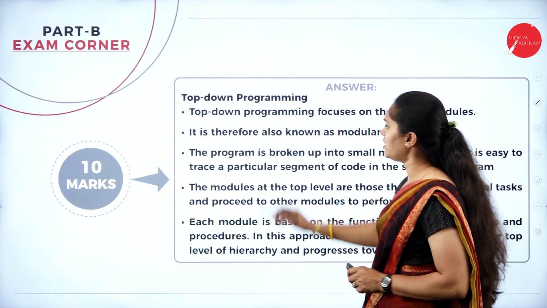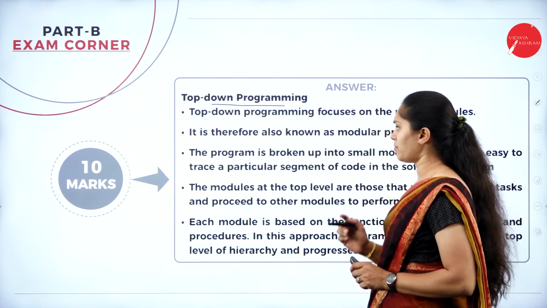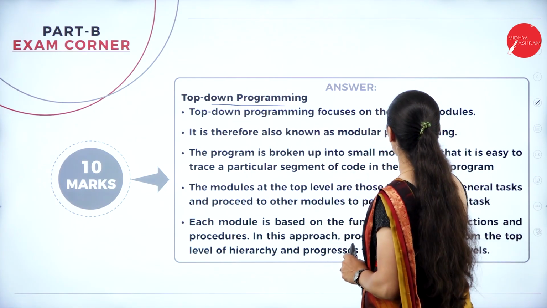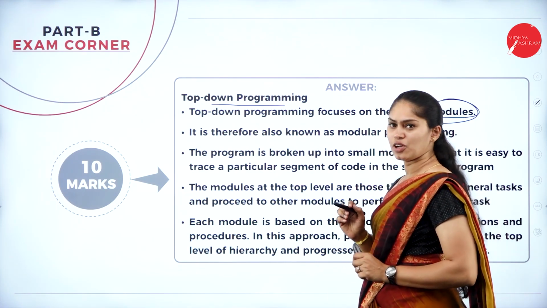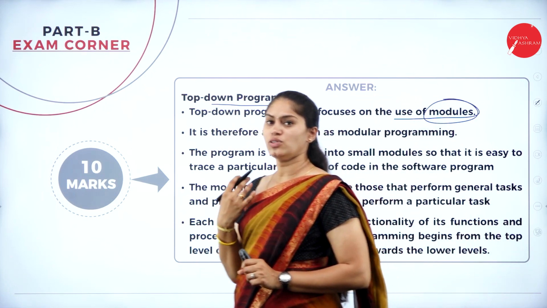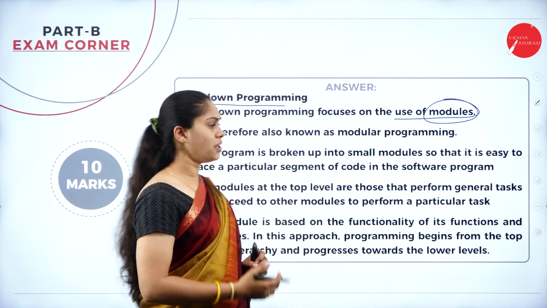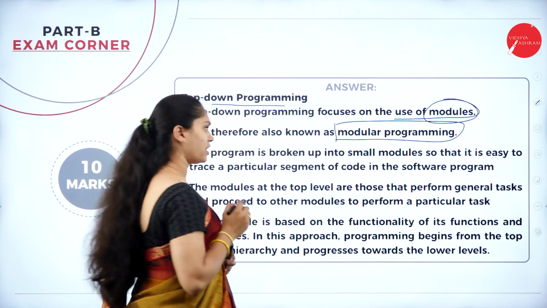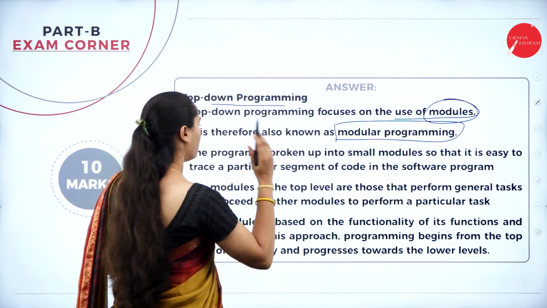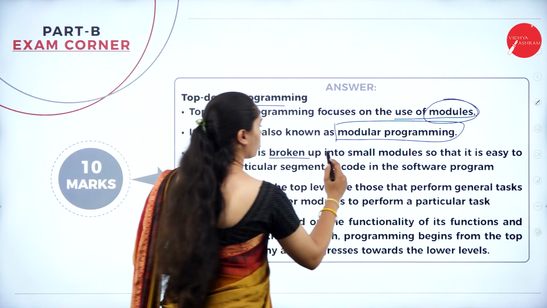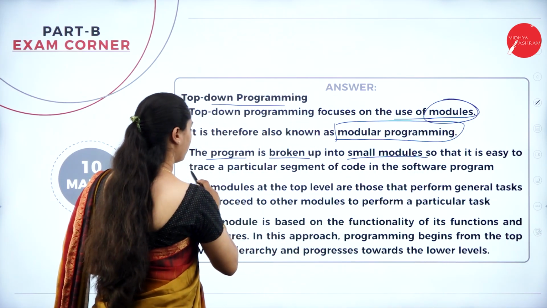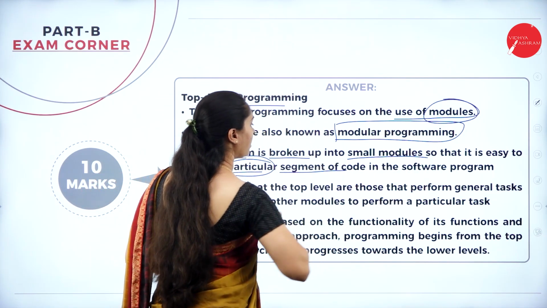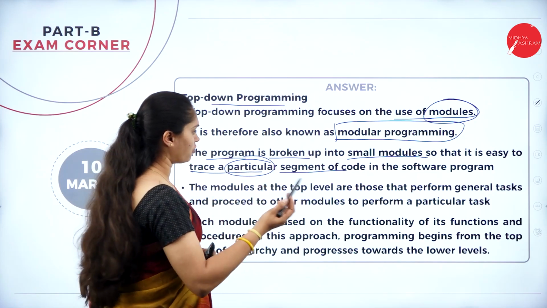We'll see the first one, top down programming. Mainly, this focuses on the use of modules. So, they are using modules in order to write the code or do the programming. So, it is known as modular programming. That's why the top-down approach is considered a modular program. Programs are broken up into small modules so that it will be easy to trace a particular segment of code in a software program.